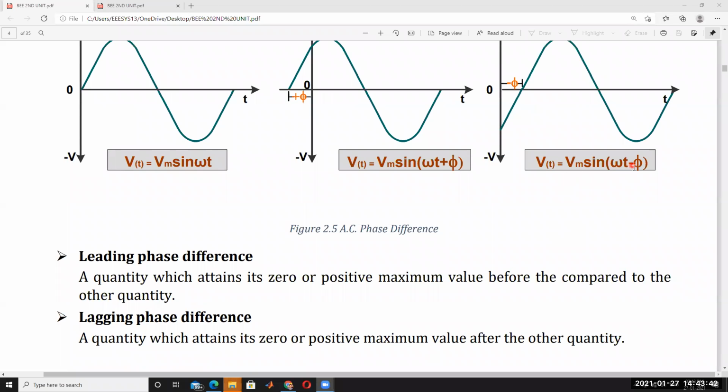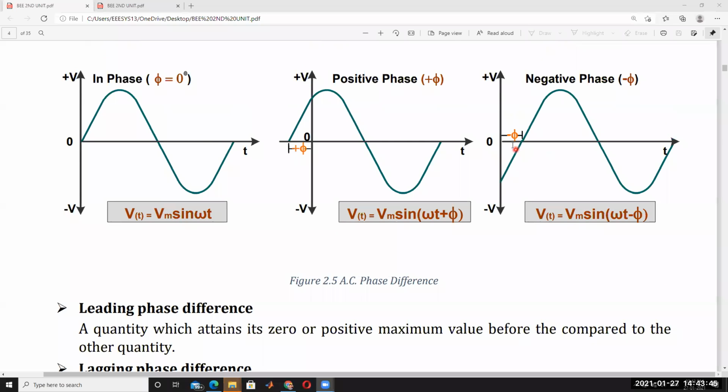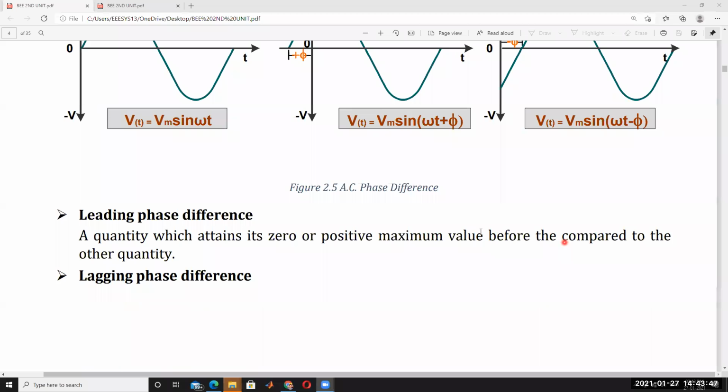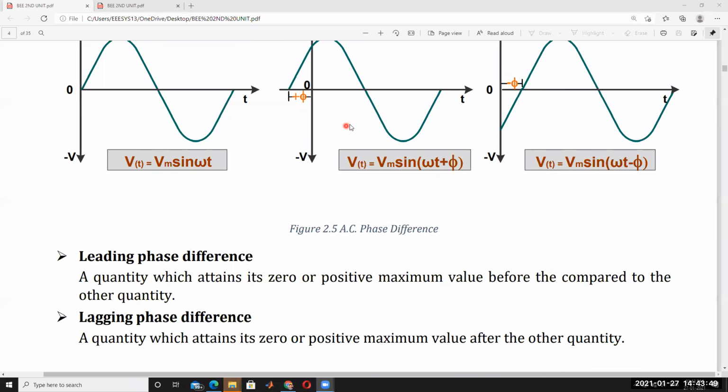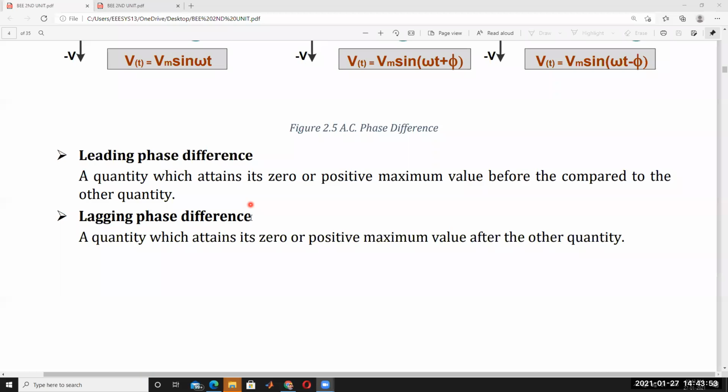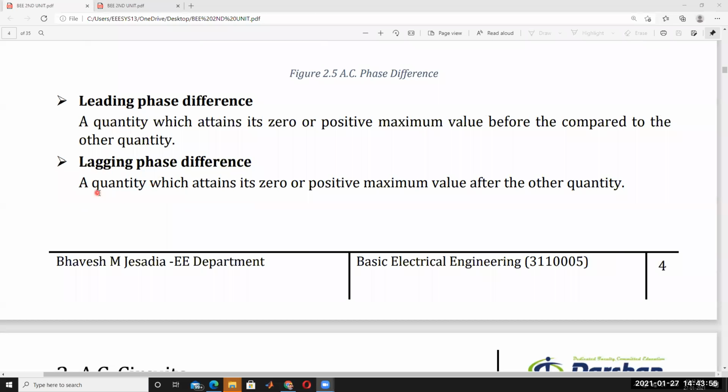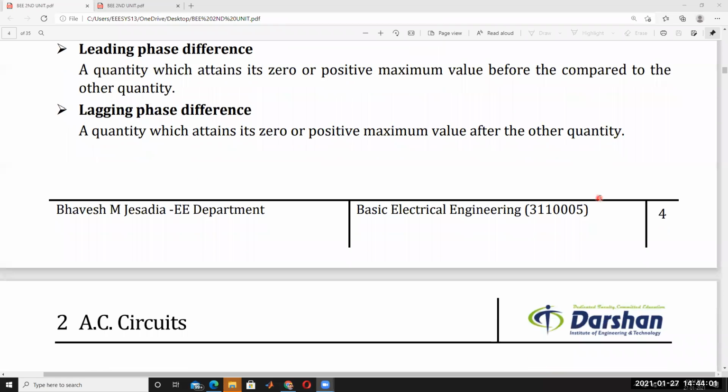So at an angle minus phi, phi degrees, that's why this is called the lagging phase waveform. This is called the leading phase waveform. This is called in phase. Lagging phase: a quantity which attains its 0 or positive maximum value after the other quantity is called lagging phase.